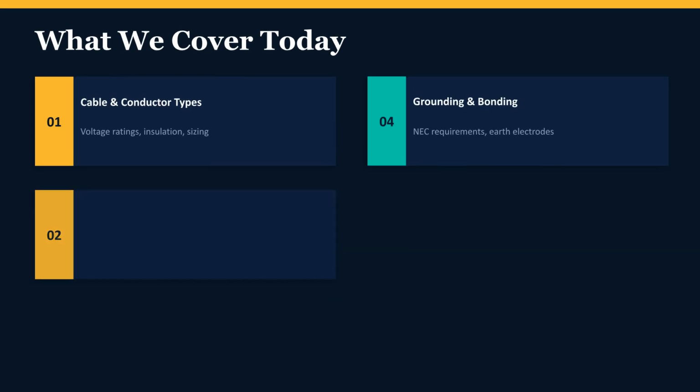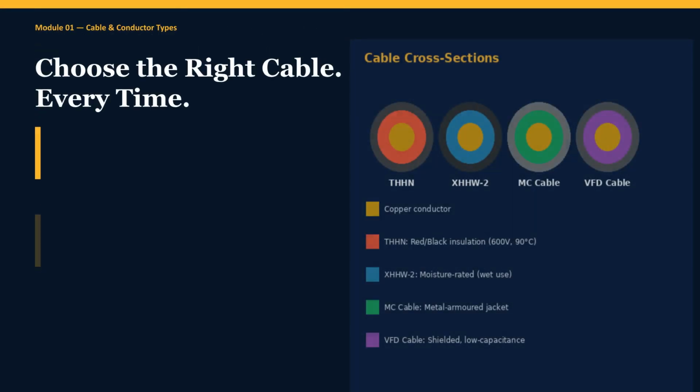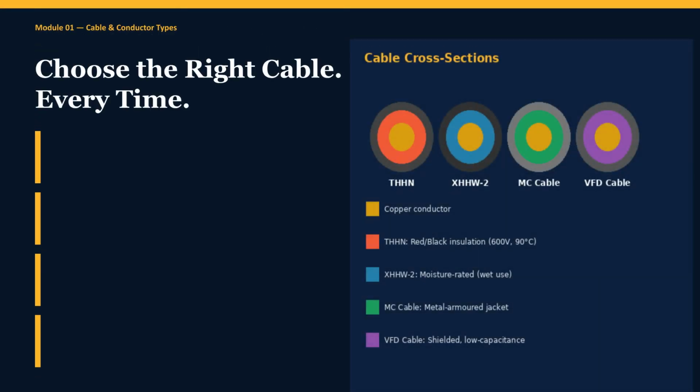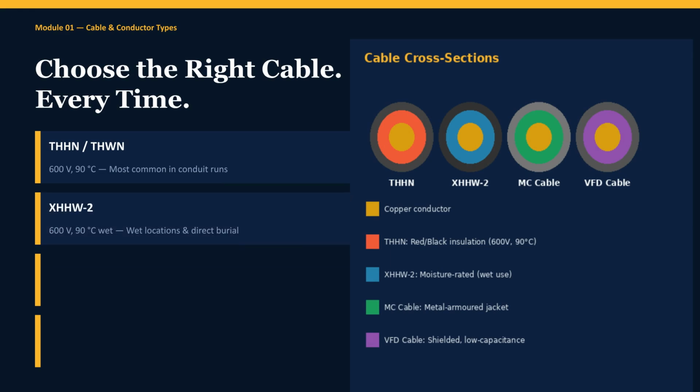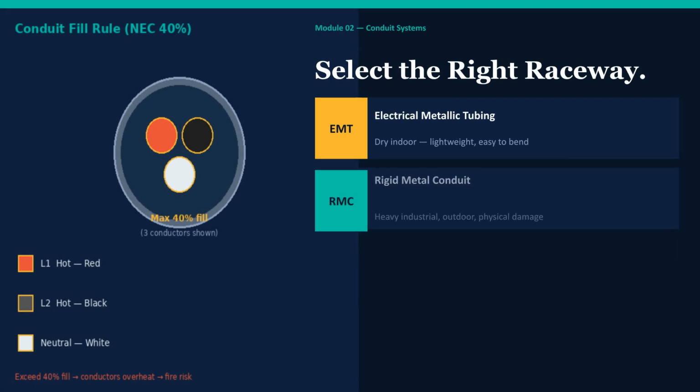Our modules include cable and conductor types, conduit systems, distribution panels, grounding and bonding, motor control wiring, and safety and testing. Each section provides essential knowledge for industrial electrical work. Module 1 focuses on choosing the correct cable. Common types include THHN for conduit, XHHW2 for wet locations, MC cable for mechanical protection, and VFD cable for noise reduction. Module 2 covers conduit systems.